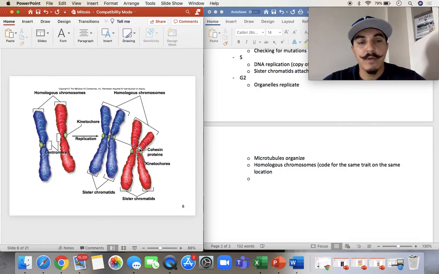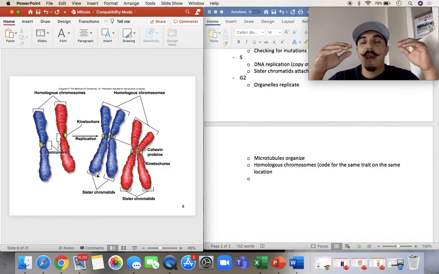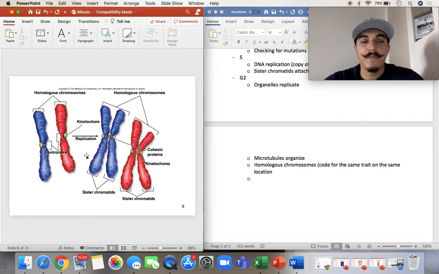Now, when we make copies, we have a copy of that one from mom and a copy of that one from dad. Those are our sister chromatids. Those are the same chromosomes, identically the same, that are put together. You'll see later on in the phases where they're going to have to split up. That way you give to the new cells the one from dad and the one from mom, and you're kept with the one from dad and the one from mom on your old cell. It'll make a little more sense later on. So homologous chromosomes are the two chromosomes from mom and dad. Sister chromatids are the same ones.